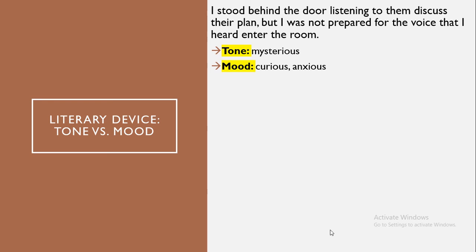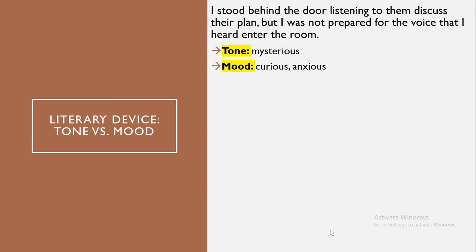I think the author was feeling very mysterious when they were writing this, and they wanted to kind of build up that suspense. And then reading this, one might feel curious, like, oh, who is the voice? What's the voice that entered the room? And we may even get a little anxious thinking about it, especially if it's something we've been reading and we know, like, oh my gosh, what if it's this character? We might feel a bit curious and anxious from reading that.